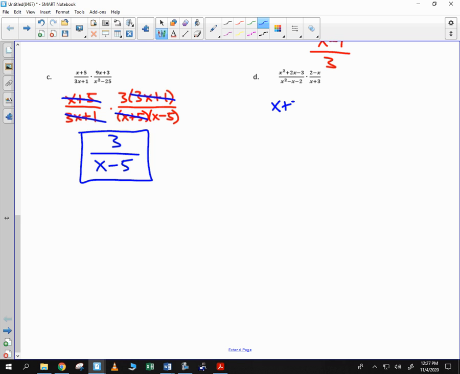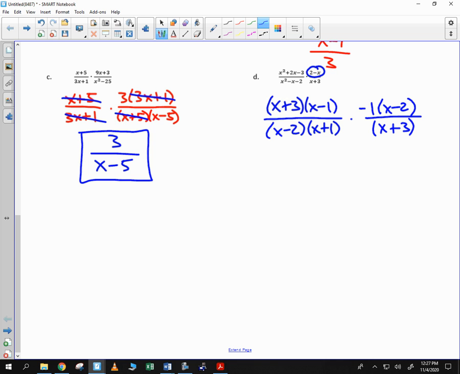Factor x plus 3 times x minus 1 over x minus 2 times x plus 1. I'm going to factor a negative 1 out of this guy. Negative 1 times x minus 2, and then x plus 3 in the bottom. It is time now to look at what cancels. The x plus 3's will cancel. The x minus 2's will cancel. And so you're left with that -1 times x minus 1, or 1 minus x over x plus 1.